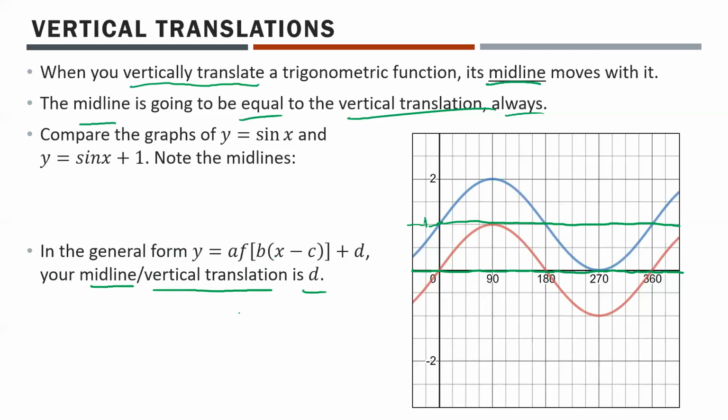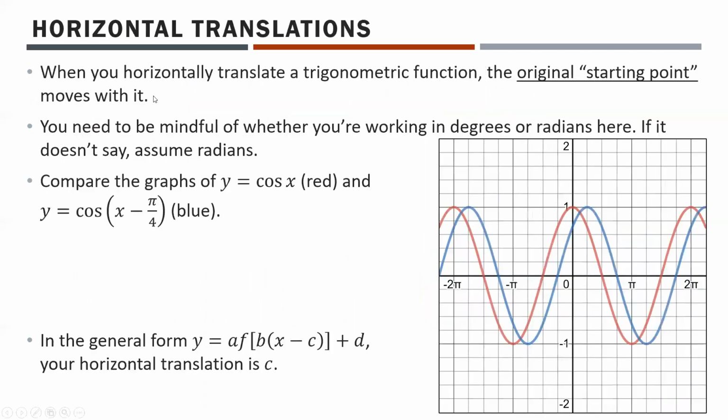Right? So in other words, it's on the outside of the entire mess of stuff here. So whatever you're just adding or subtracting on the outside, that's your vertical translation. All right, horizontal translations, these are a bit of a different mess altogether. So when you horizontally translate a trig function, the original starting point moves with it.